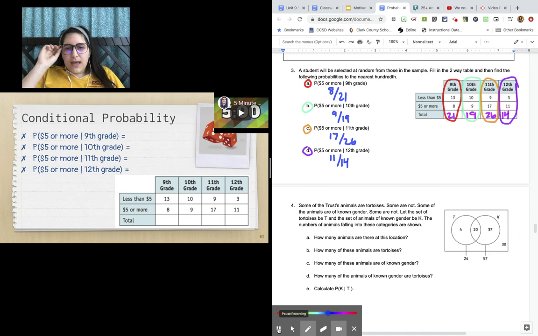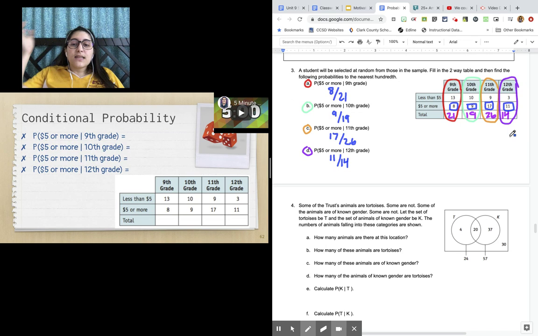All right, welcome back. If you take a look, I completed those 4 parts of this problem, so check your answers against mine. For part A, this was the probability of $5 or more given that they were in 9th grade. So 9th grade was my restrictor category, and there are 8 people within that category who paid $5 or more. Then I did a similar thing for 10th, 11th, and 12th grade: 9 out of 19 for 10th grade, 17 out of 26 for 11th grade, and 11 out of 14 for 12th grade.